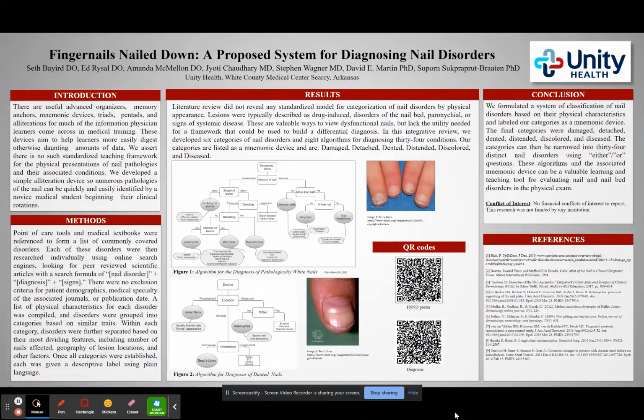We build a system where we use simple visual and tactile cues from the physical exam to lead ourselves to the systemic disease processes associated with those findings.